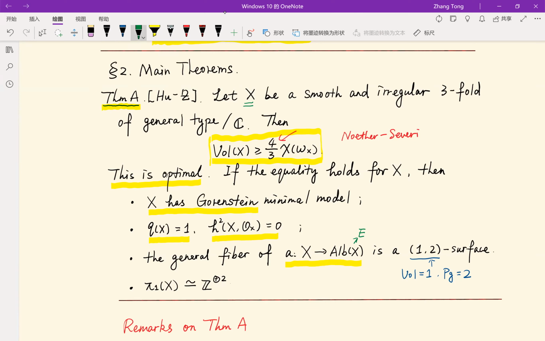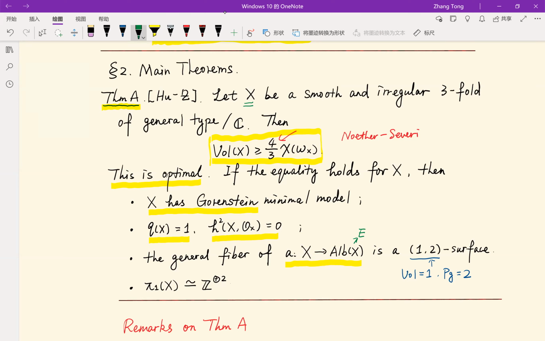Okay, so you have a threefold fibered over a genus 1 curve. So the fiber must be a surface of general type. And here we know something about what the fiber will be. So it's a 1-2 surface. So what is a 1-2 surface? It means that this surface is of general type, its geometric genus is 2 and its canonical volume is 1. So we just call it a 1-2 surface.